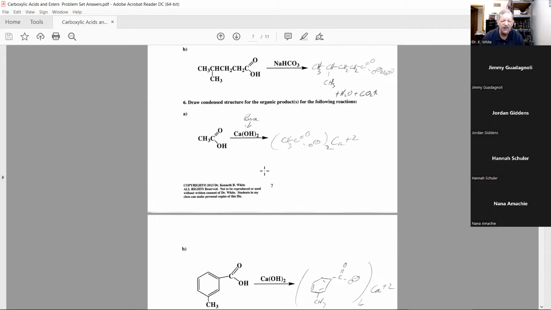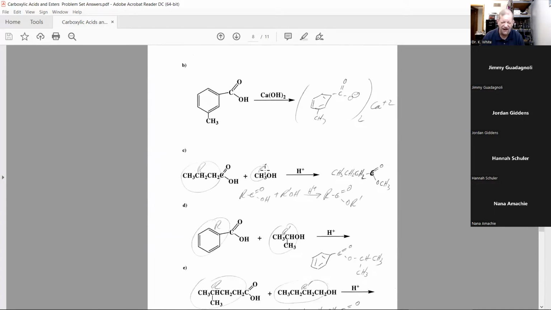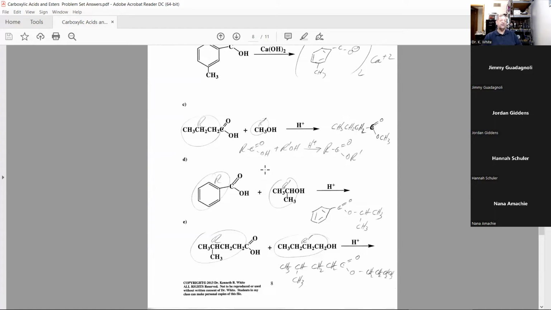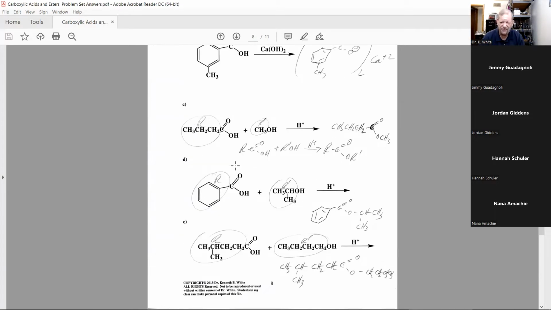Now, 6A, knock off. I don't know what, 6B, knock off. Just eliminate, it shouldn't be on there. Yeah, Dr. White. All right, let's look at C, D, and E. They're all the same reaction. Just the R and R groups have been changed.